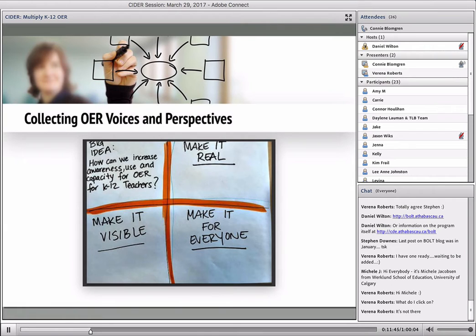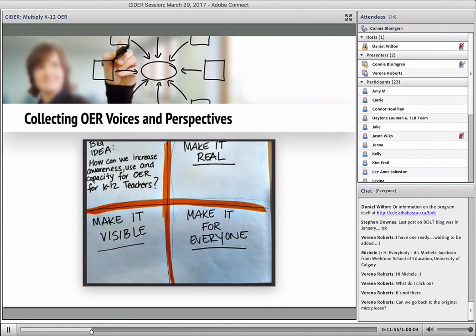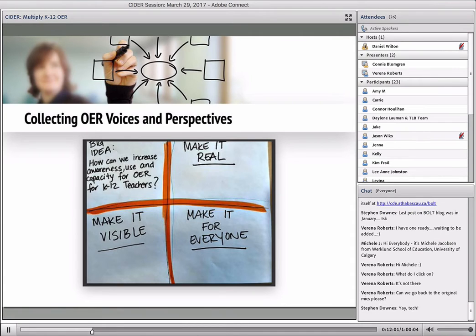So while she's finding it, I will just continue on. I don't want to have us pausing here. And sometimes these things happen with technology. I think she's requesting to go back to the original mics. Yes, Stephen, yay technology. It's always part of the picture. So Dan, do you want to just go then? We'll alternate mics, I guess.